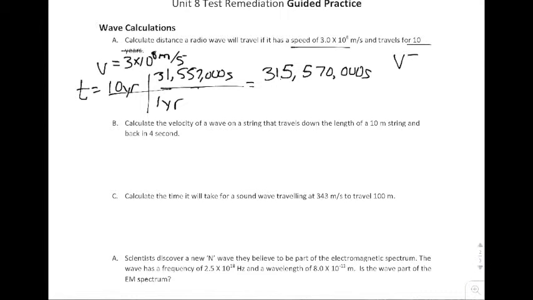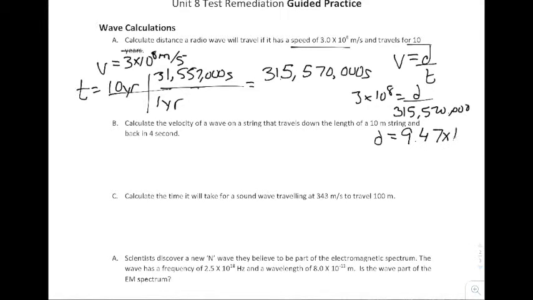so because of that, you can use the equation v equals d over t, or 3 times 10 to the 8th equals d over 315,570,000. Multiply both sides by 315,570,000, and you get a distance of about 5 meters per second. Excuse me. A distance, it's going to be a whole lot more than that, 9.47 times 10 to the 16th meters. Is a really big number.